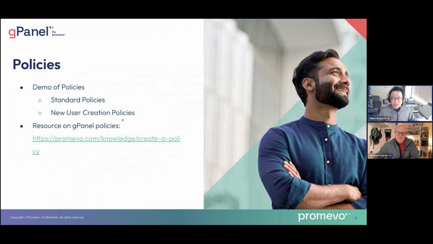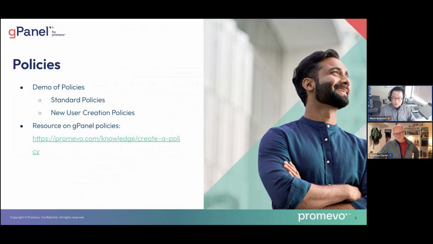That's a great question. Sometimes we just throw around the term policy and we don't really take the time to explain what it is. You can think of a policy as a custom automatic job, and they can be used to automatically apply actions to users. And so we have two types of policies. We have a standard policy and a new user creation policy.